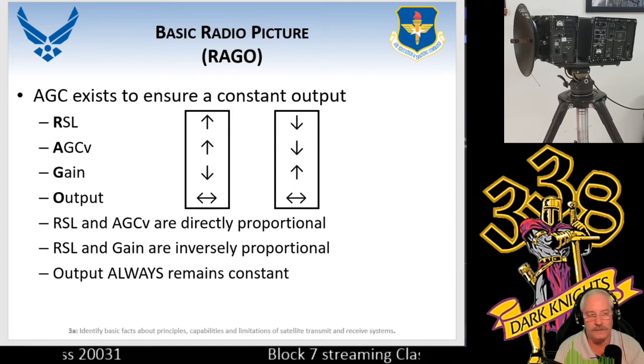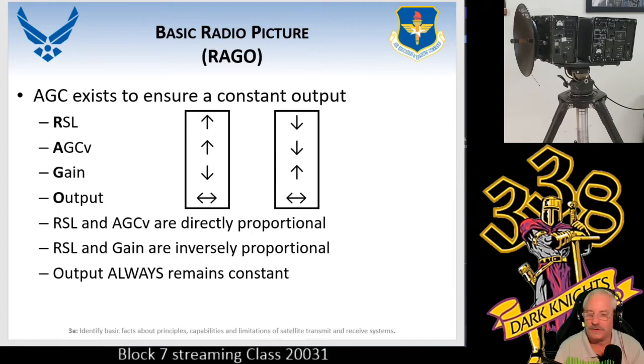So let's go through the boxes here. RSL, your receive signal level, is going up. AGC is also going to go up because it represents the receive signal level. At that point, gain is going to go down because the strength is getting really strong, and I don't need that to be getting stronger, so I'm going to start taking the gain down so I keep the output constant.